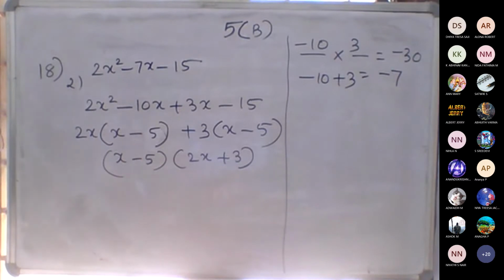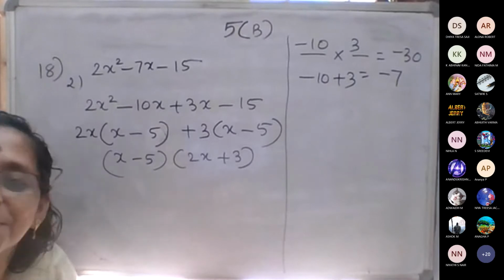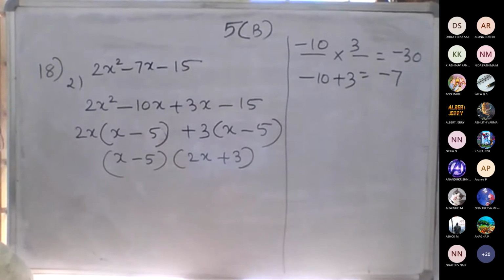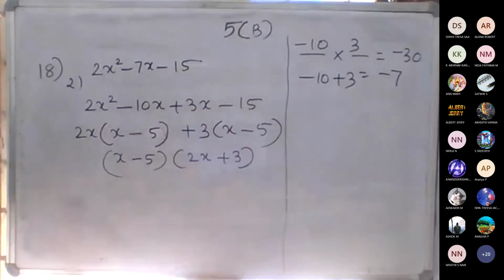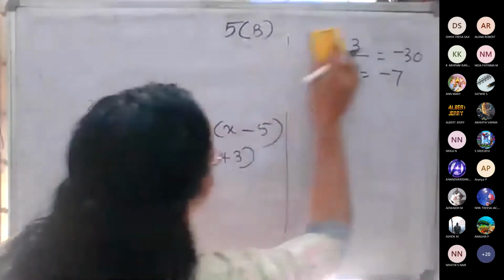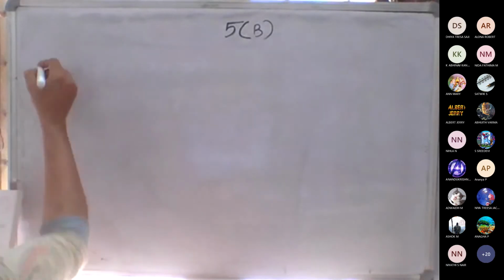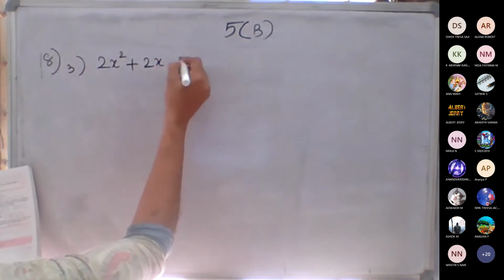Then the third question. If we are getting a perfect square, we have to factorize. Otherwise, no need. Then it will be easy for us. Then the third one: 2x square plus 2x minus 75.